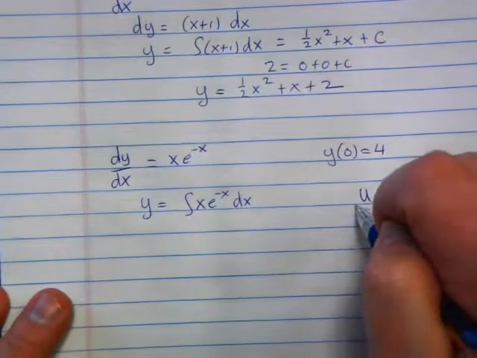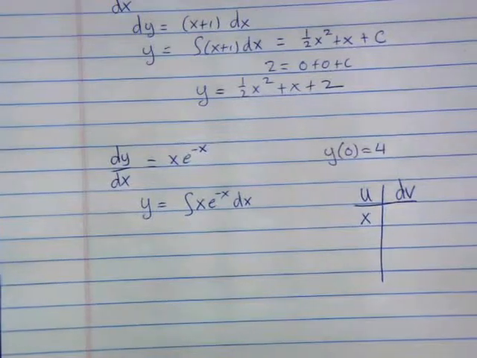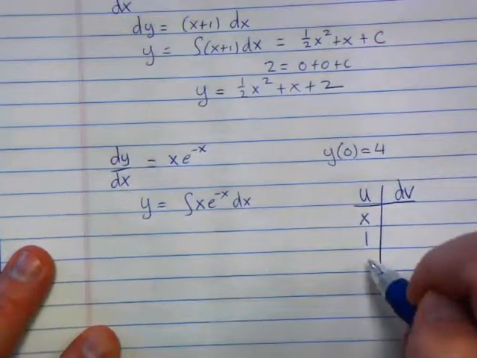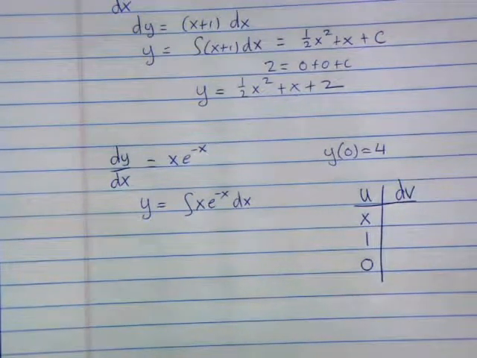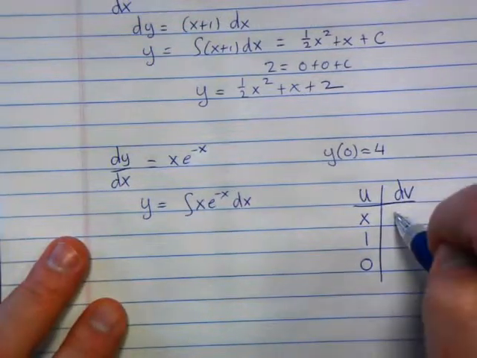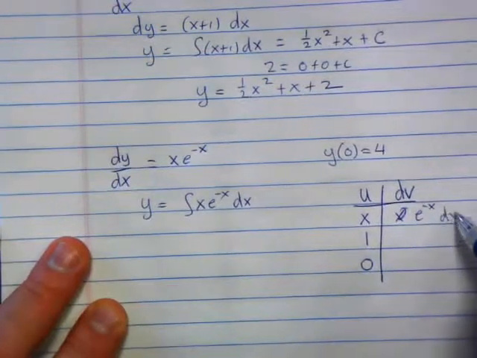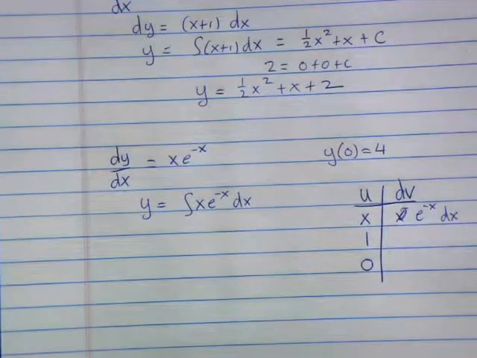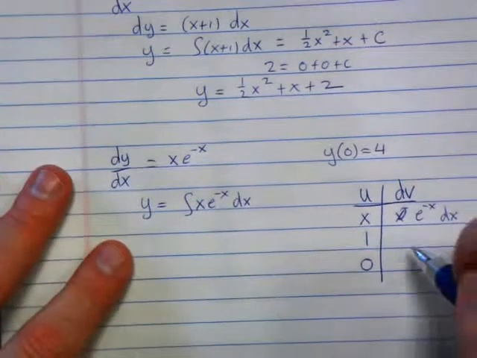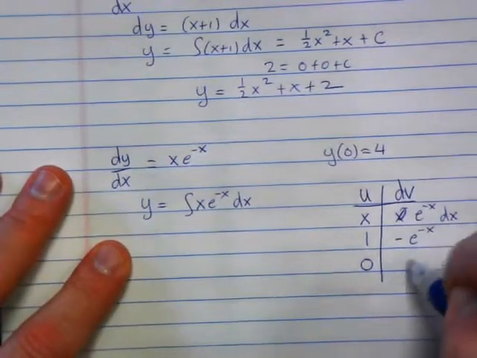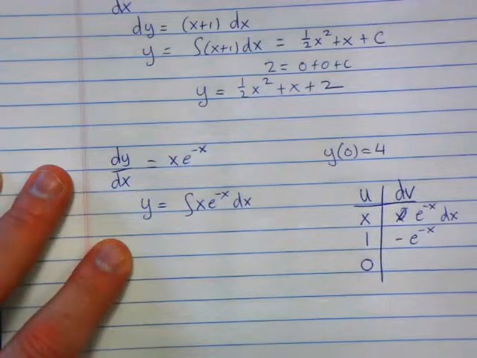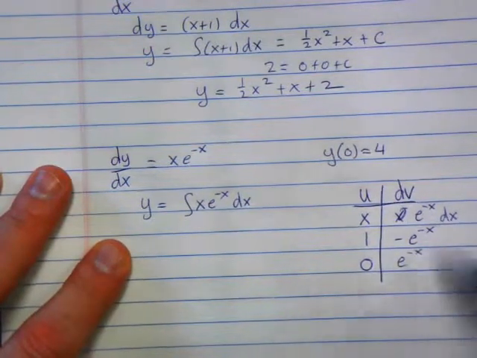X. Why do you pick x? Because when you take its derivative enough times, it'll go to 0. In fact, you take the derivative once, you get 1. You take the derivative again, you get 0. And then dv had to be everything left, e to the negative x dx. And you integrate that. What do you get when you integrate e to the negative x? Negative e to the negative x, that little minus sign in the exponent. That's really a u substitution problem. Negative e to the negative x. And I integrate it again. E to the negative x.